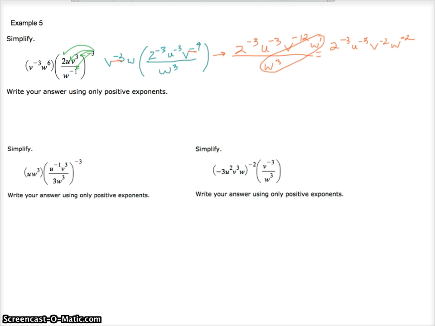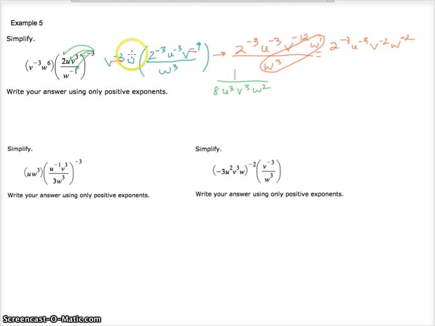Now I can apply my negative exponent rule. This needs to become 1 over 2 to the negative cubed, which is 8, u cubed, v cubed, w squared. I know it's a mess, but if you wait to the very end to perform your negative exponents, you will be much happier. So apply your power rule, multiply them out, and we'll be golden.